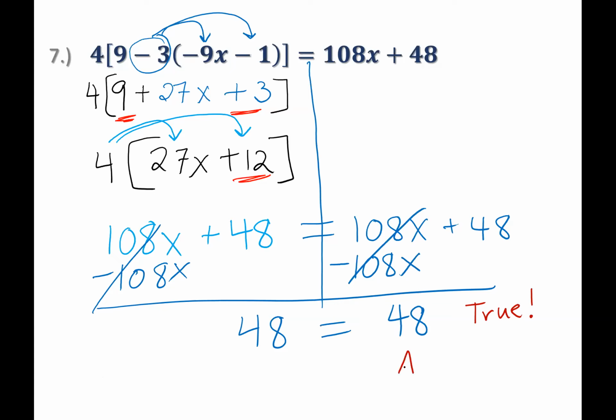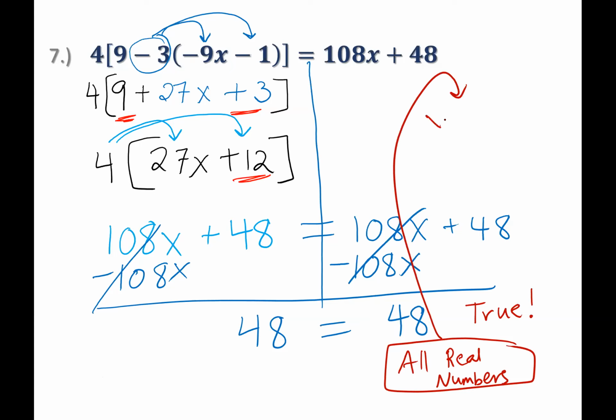We get to say all real numbers for our answer. What that means is x can be any real number. Okay, no matter what x is, it would result in a true equation on both sides. It would be equal on both sides.